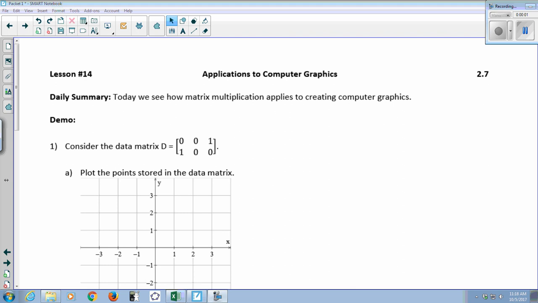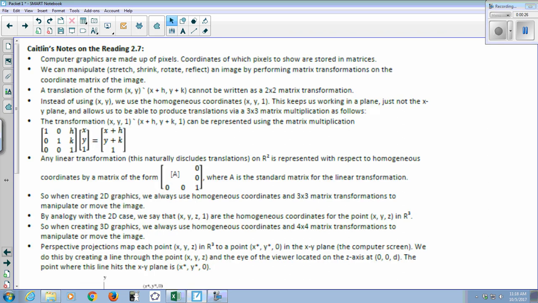Applications to computer graphics. So we're going to learn about how matrix multiplication can apply to creating computer graphics. And I have a project where you do a really super basic graphics programming thing. And I included in the lecture notes my notes on the reading, because I am constantly going to be referring to this matrix and this matrix.